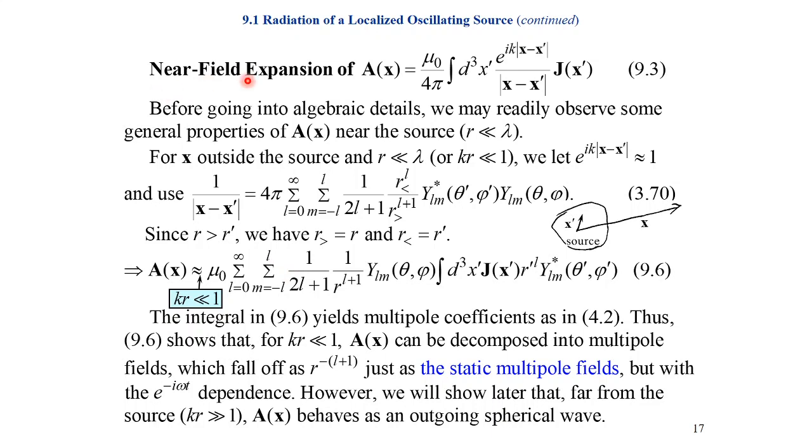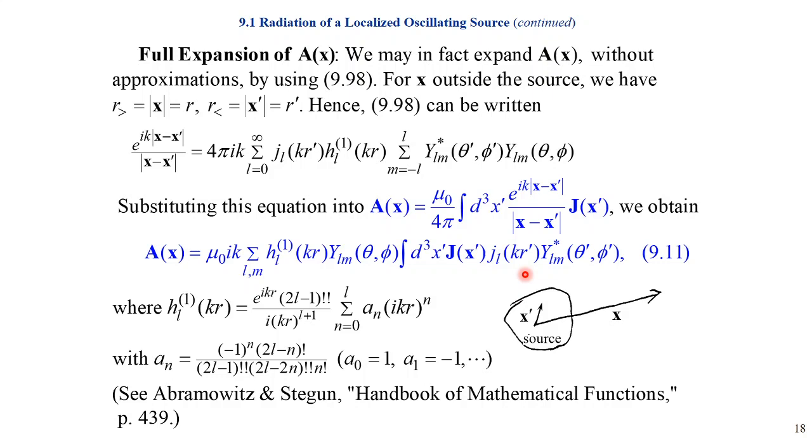In the near field, the source terms are almost in phase, because we are very close to the source. So it looks like it has received the signal like the steady case. That's why everything looks like static. But now let's consider a complete expansion, or a full expansion, of A(x). Let's introduce our good friend, the Bessel function, a Green function. We may, in fact, expand A(x) without approximation. This time, no approximation at all.